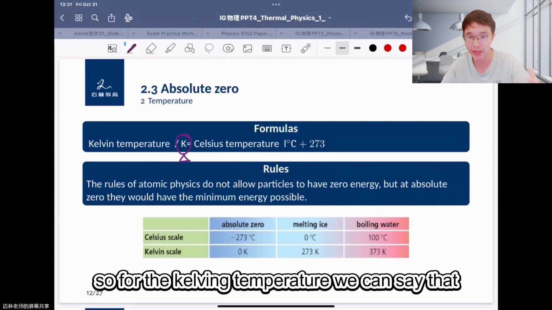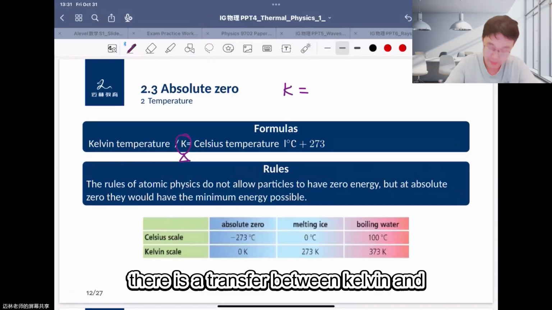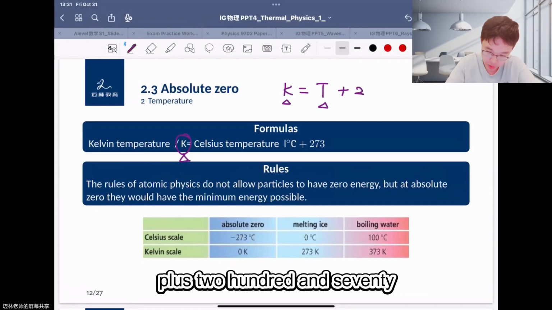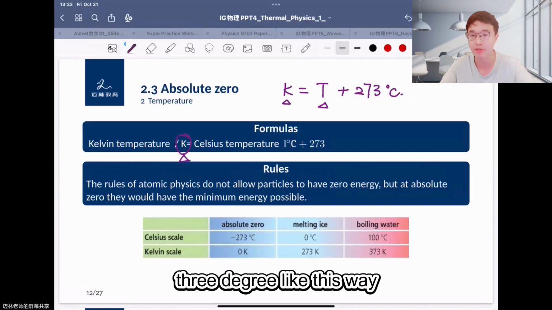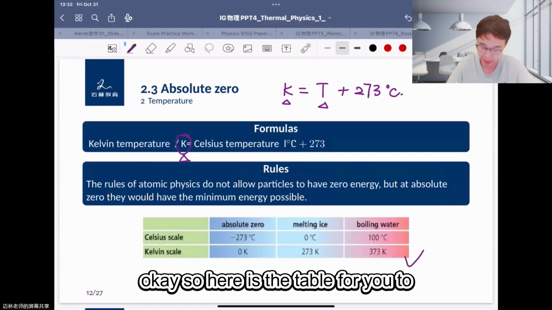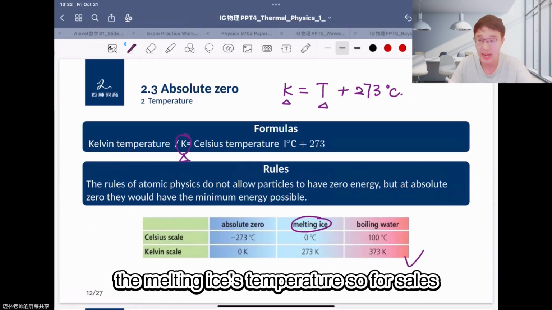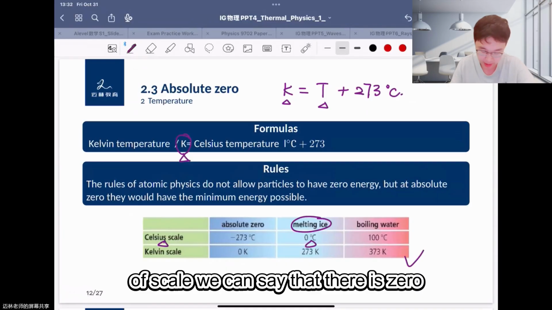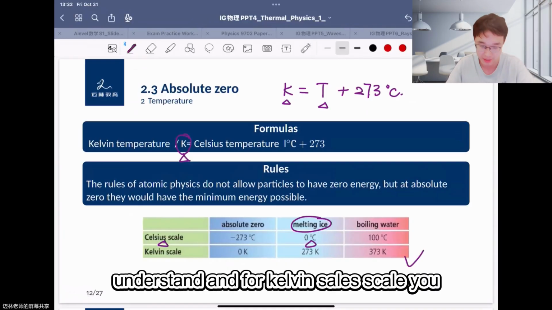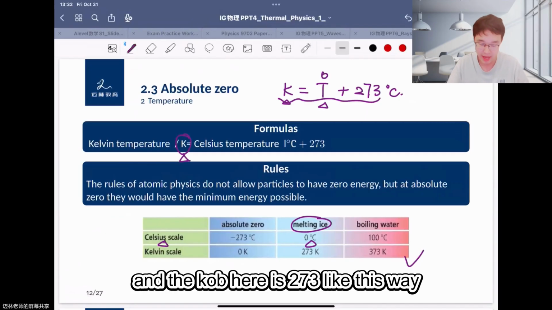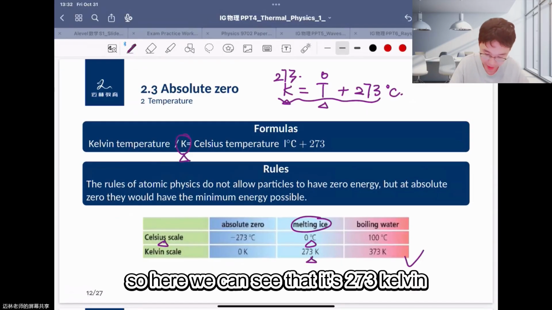For the Kelvin temperature, there is a conversion between Kelvin and Celsius: K equals T plus 273 degrees. Here is a table to help you understand. In the lab, if you measure the temperature of melting ice, the Celsius scale is 0 degrees, which is very easy to understand. For the Kelvin scale, you use the formula with T equal to 0, and the Kelvin value is 273. So it is 273 Kelvin.